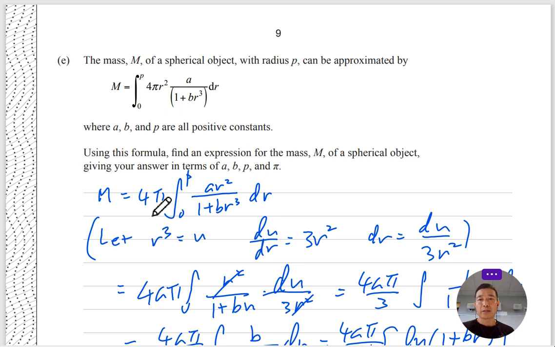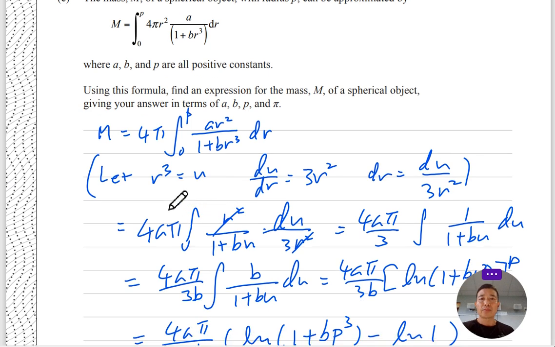So m equals 4 pi. I'll just put 4 pi. I could put a outside as well because they are all constants outside of this integral. And then you have to substitute r cubed equals u. Before I did r cubed, I tried r squared. It didn't work, so I tried again with r cubed equals u. So du/dr is 3r squared. So that way you can cancel out r squared, right? So that's why r cubed should be u.